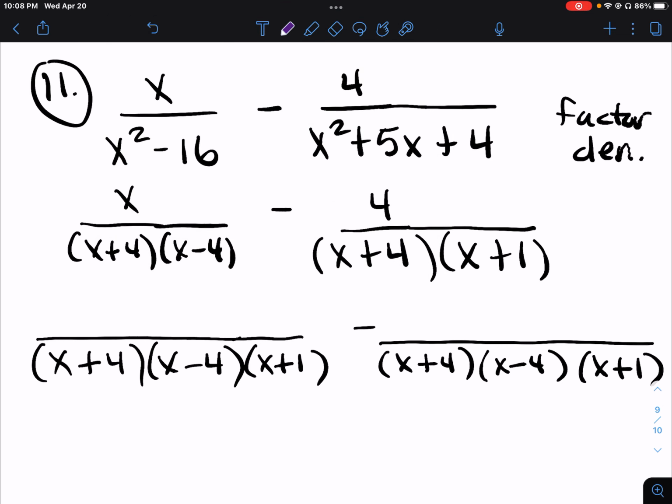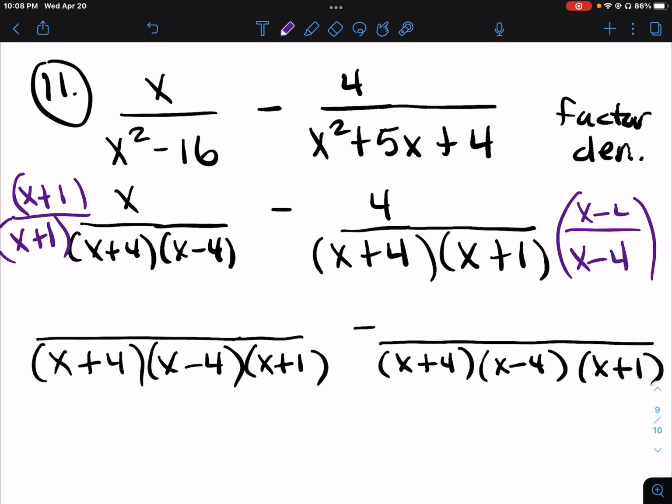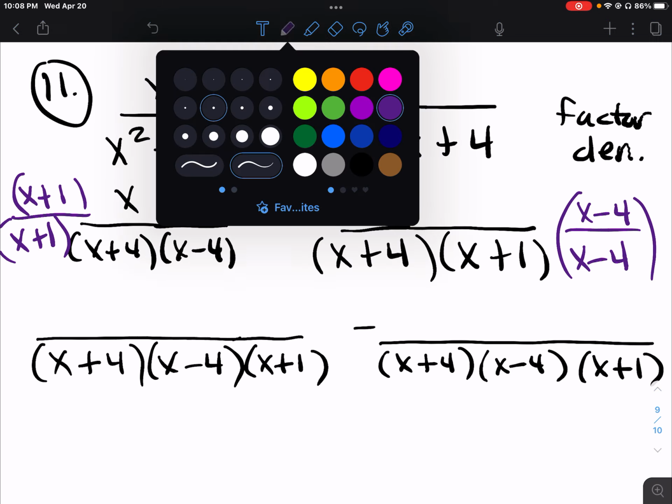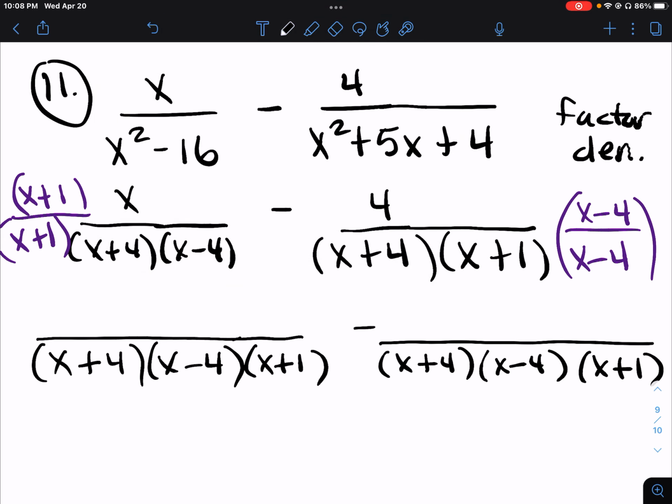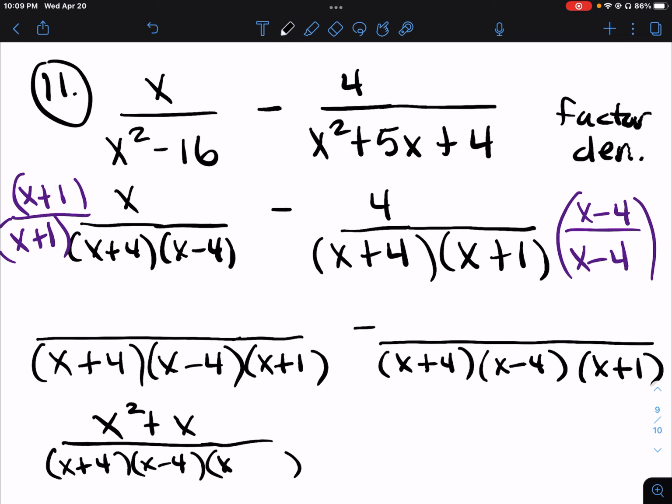So the left already had plus 4 minus 4, so x plus 1 is getting multiplied in for the left. On the right, it already had plus 4 plus 1, so that minus 4 is what's got multiplied in. So we need to multiply the tops: x times x, x times 1. And our common denominator, plus 4 minus 4 plus 1.